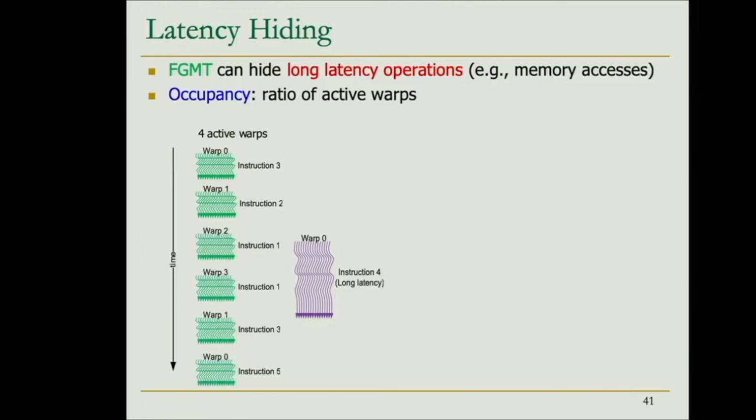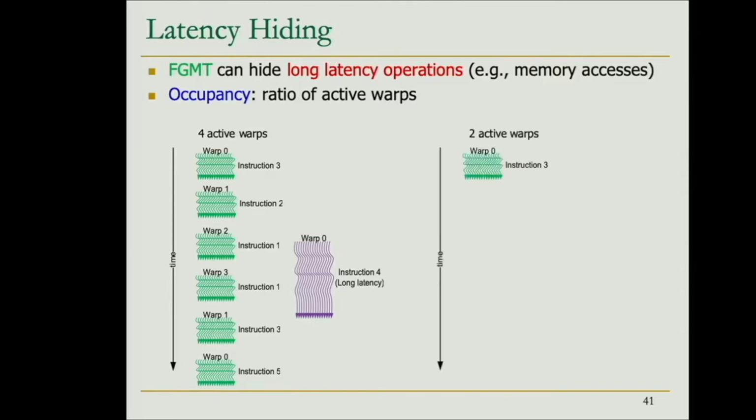Of course, for warp 0, we will likely have to stall until we get the values from DRAM, from the global memory, and then we can continue execution of instruction 5. So this instruction 5 will only be ready for issuing, eligible, as I said before, after instruction 4 completes, assuming that data read from memory by instruction 4 is used as an operand by instruction 5. But in the meantime, as you can see, we can hide this latency. And for that, in this particular toy example, we need 4 active warps.